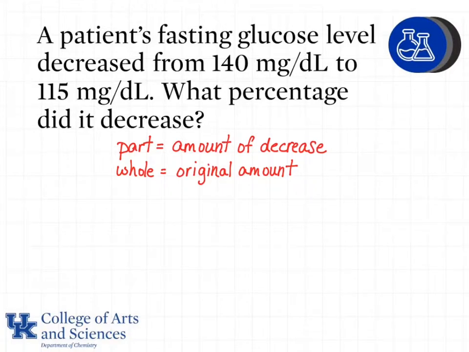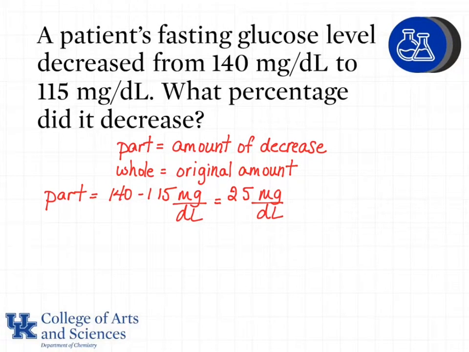The first thing we need to do is find the value for the part. So we take the difference in the two amounts that are given. So part equals 140 minus 115 milligrams per deciliter, and we get that it's 25 milligrams per deciliter is that part. That's the amount it decreased.